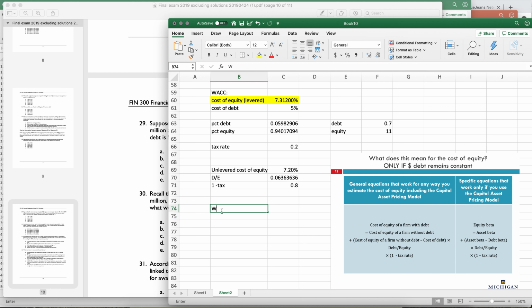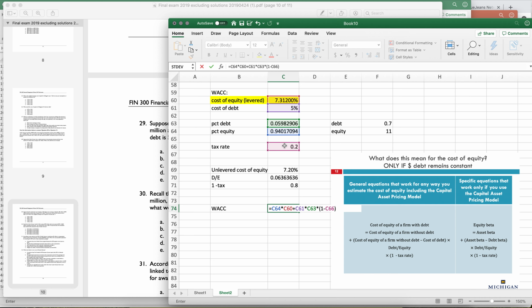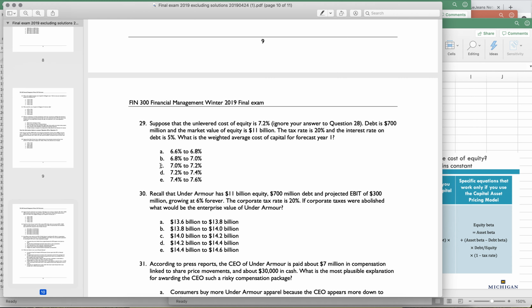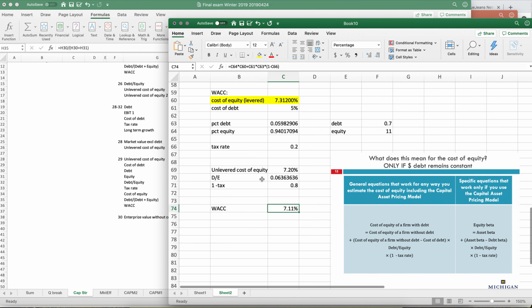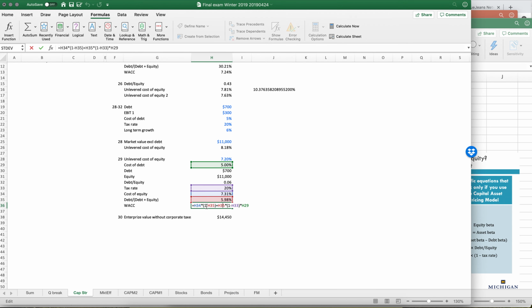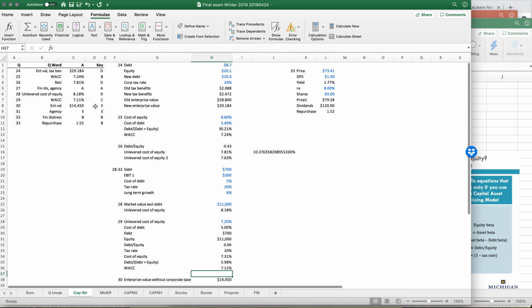Let's go down here and calculate our weighted average cost of capital. Our weighted average cost of capital is going to equal percent equity times the cost of equity plus percent debt times the cost of debt times 1 minus the tax rate. That is the formula that we've had since the beginning of that lecture. It hasn't really changed. And the answer that we get is 7.11%, which would be C here. Let's just check Professor Hall's: 7.11%, and the answer up here is C.